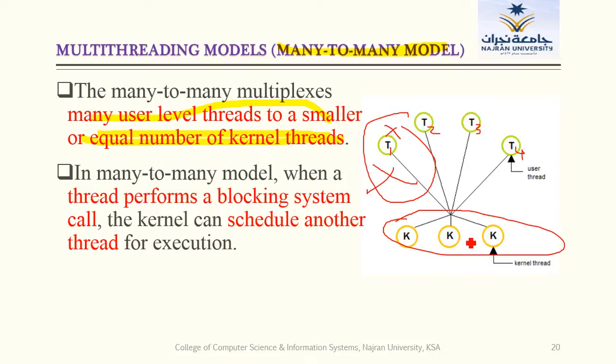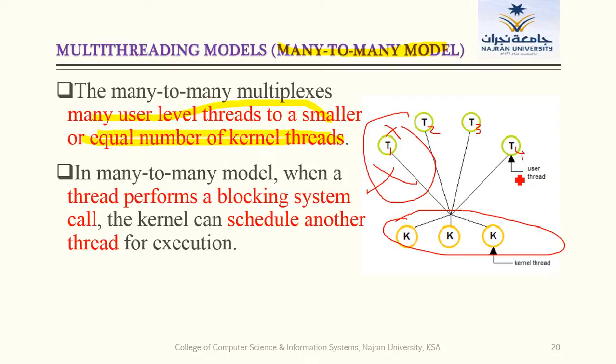In the many to many model we have seen that many user level threads are mapped to a smaller or equal number of kernel threads. This is very important. Suppose in this diagram we have 4 user level threads, then kernel threads can be 4 or less, not more than 4. If we have 5 user level threads, then kernel threads can be 5 or less, not more than 5. This is very important, it is not possible that we have more kernel threads than user level threads.